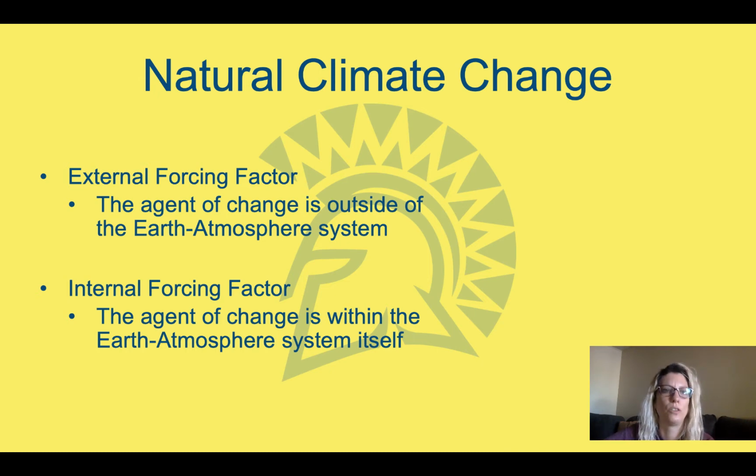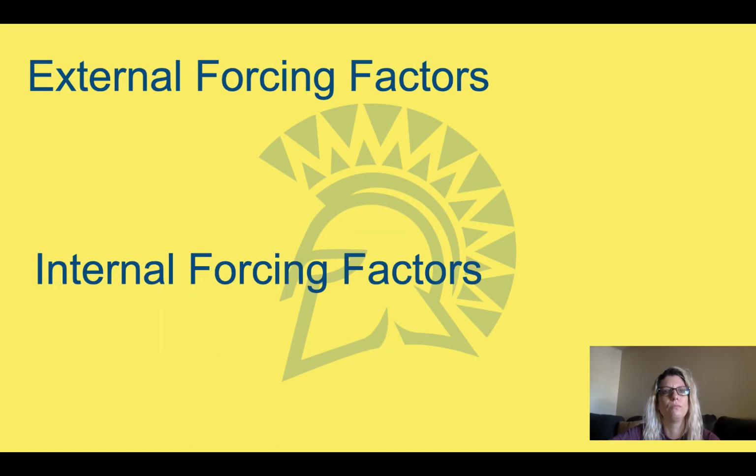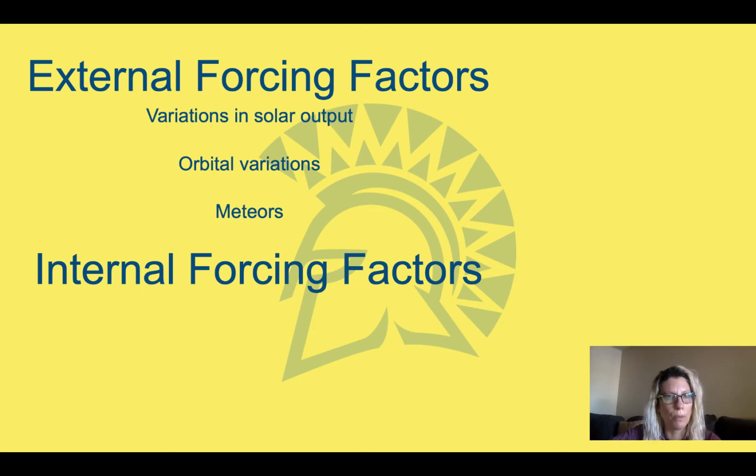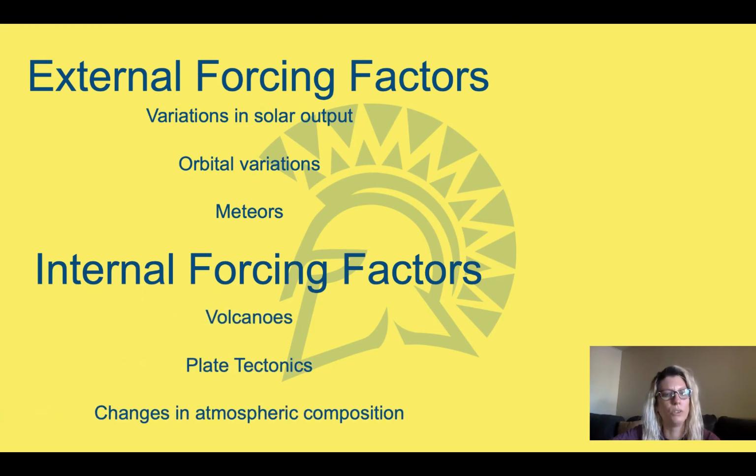So, basically going to natural climate change, there are 2 different things here. There are external forcing factors and internal forcing factors. Now, external ones are where the agent of change is outside of our atmosphere system, off the planet basically, and internal forcing factors is where the change will be inside the Earth atmosphere system, so within our atmosphere. A couple of the external forcing factors will be variations in solar output, orbital variations, and meteors. While internal forcing factors would be things like volcanoes, plate tectonics, and changes in atmospheric composition.